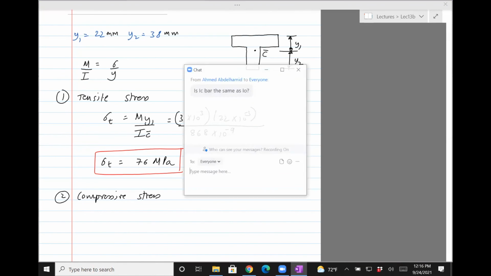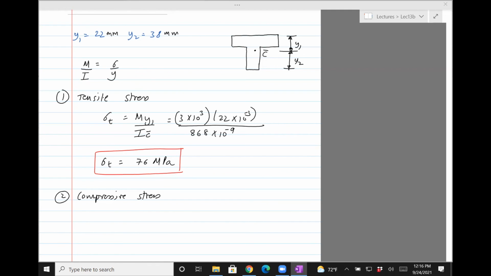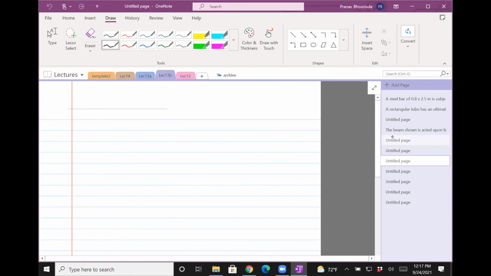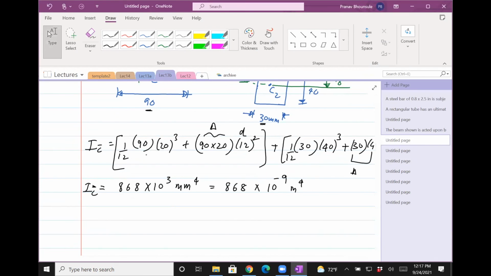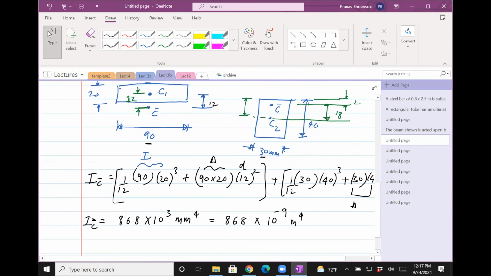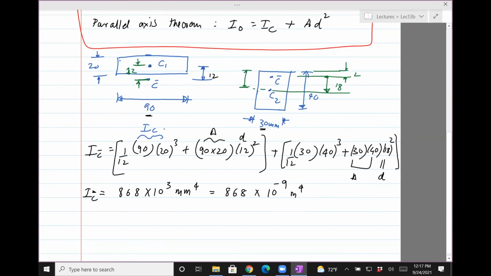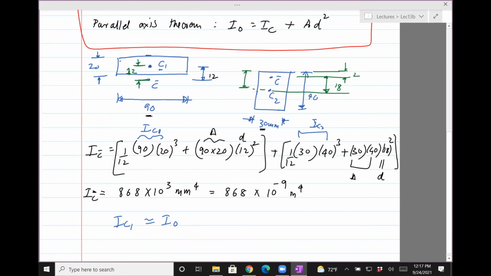Compressive stress. Is I C bar the same as I O? No. Wait, let me just clarify this. Here, this is inertia about C1, which is this point, and this is inertia about C2. And I C1 is like I O. What is I O? I O is something I wrote down here. Oh, sorry.